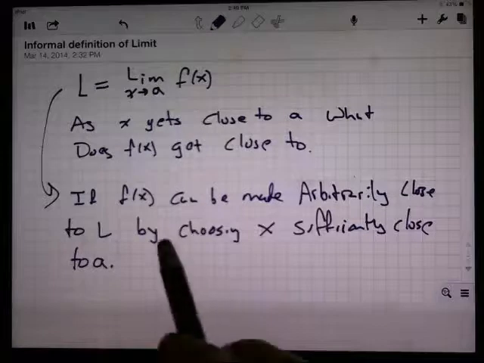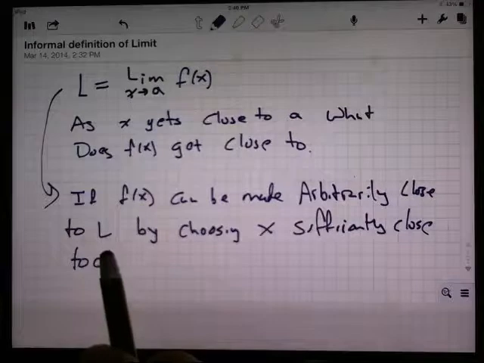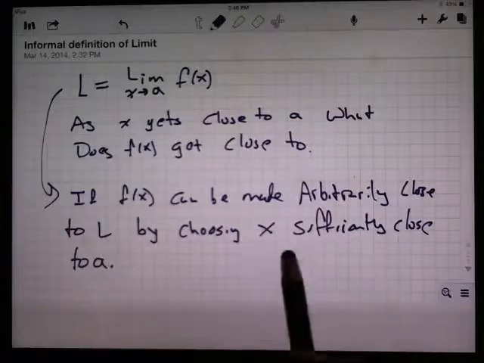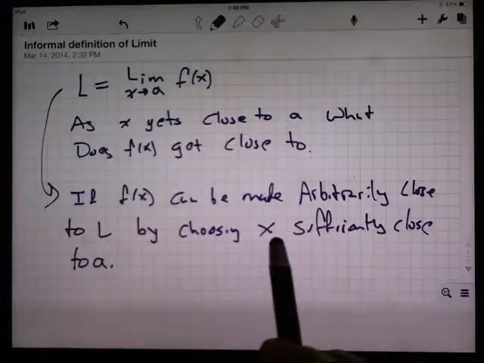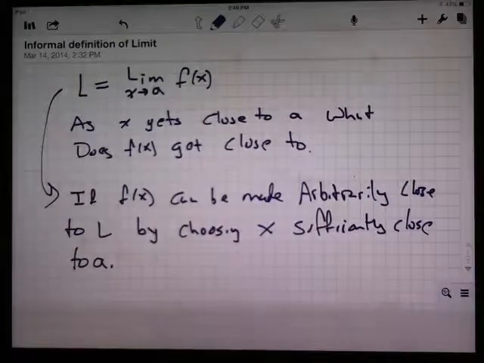As long as I can make f arbitrarily close, no matter who chooses that closeness, if I can get f that close by just taking my x's close enough to a, then I say that L is the limit of f as x goes to a.